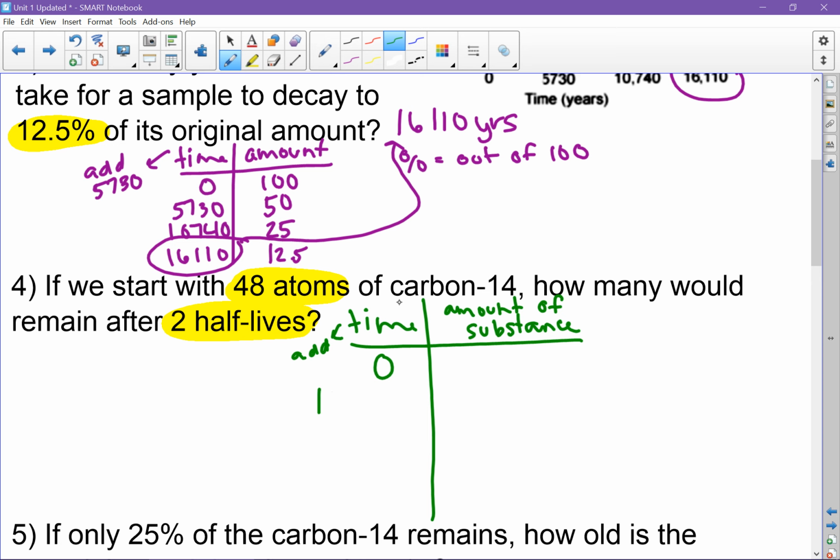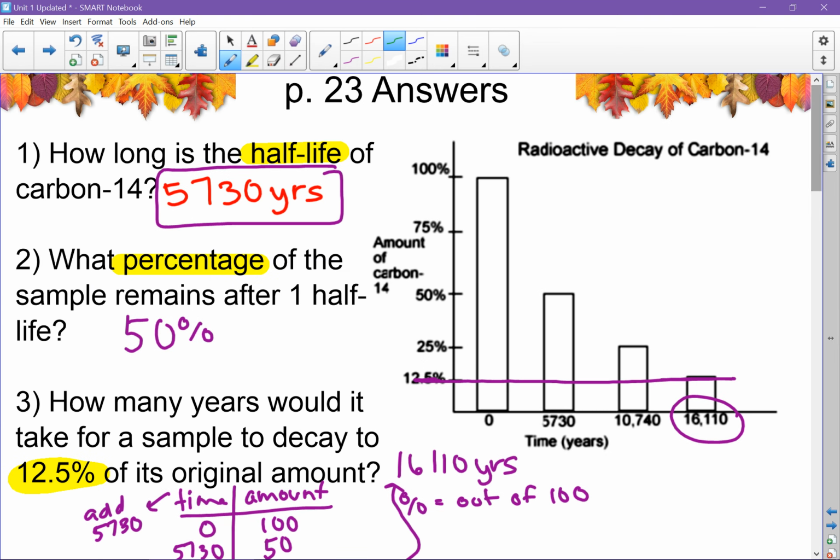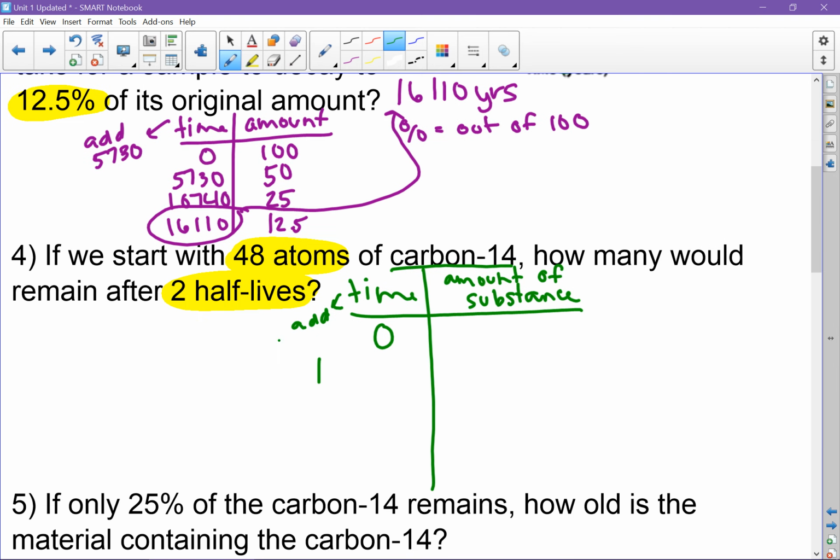And then you have to remember that we're using carbon-14, and go back to question number 1. The half-life of carbon-14 is this. So you had to pull that information from the graph and from question number 1. That's the amount that we can add. So after one half-life, 5,730 years have gone by. So if we add that again, that is the second half-life.